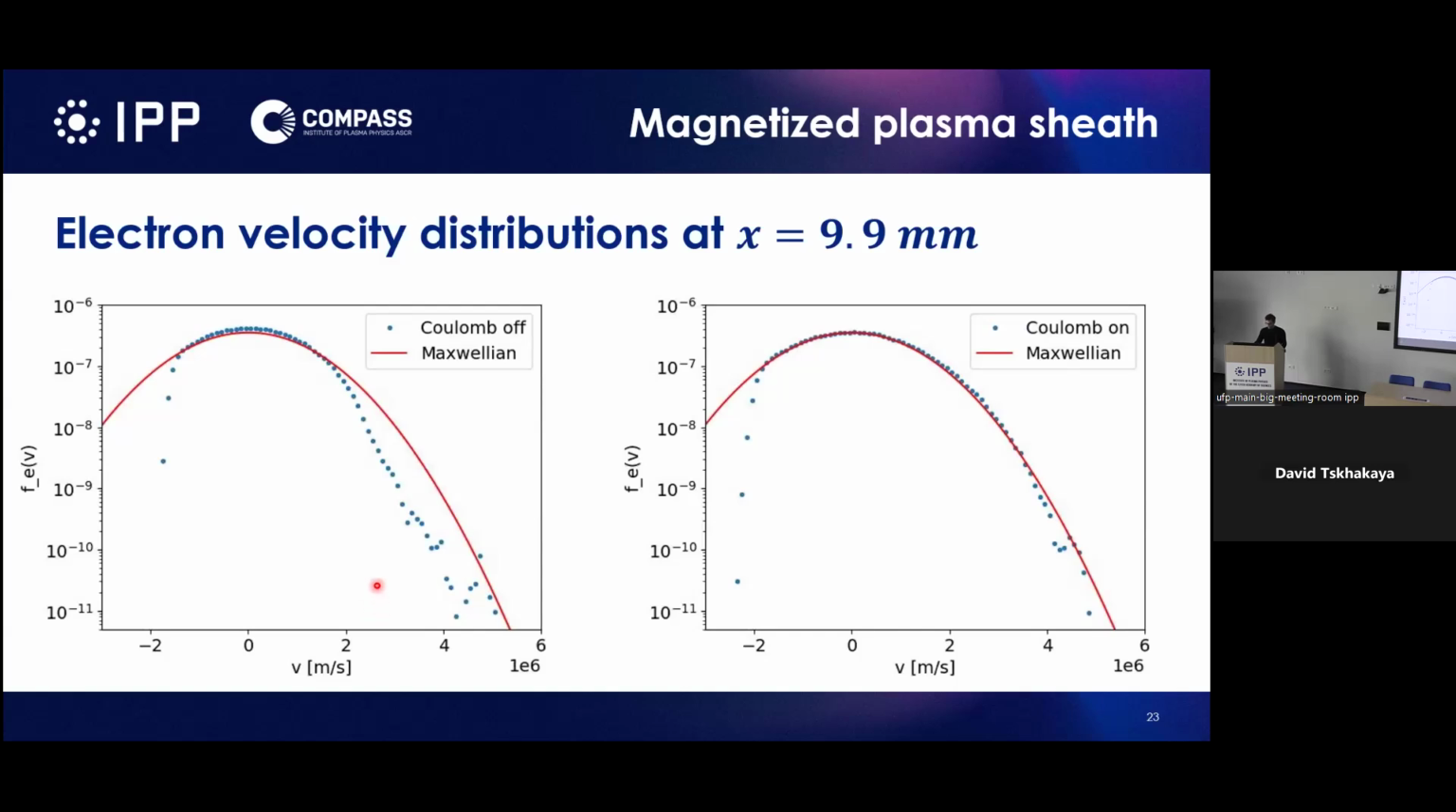Now I can probably speed up because it's essentially the same idea as before. On the left, without Coulomb collisions, in the case of electrons, we're missing higher velocity particles. We turn the Coulomb collisions on and we get a nice Maxwellization.